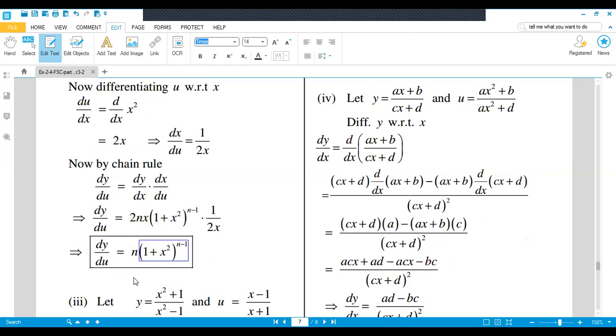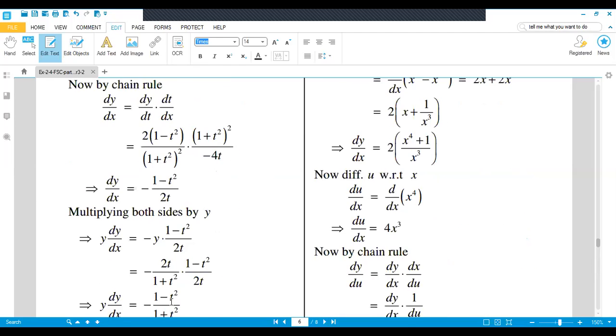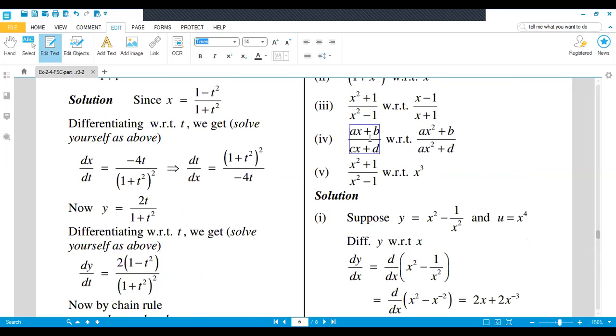Come to the third part. In the third part, you are given that differentiate x square plus 1 over x square minus 1 with respect to x minus 1 over x plus 1. So you suppose this is equal to y and this is equal to u. Both are given in the form of a fraction. So for both values, you will apply the quotient rule.